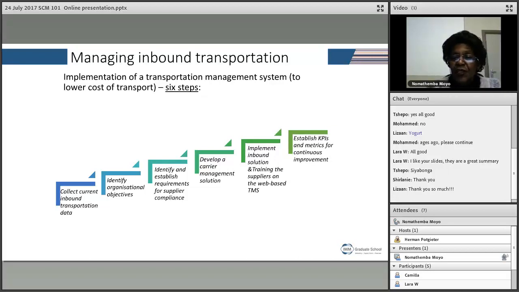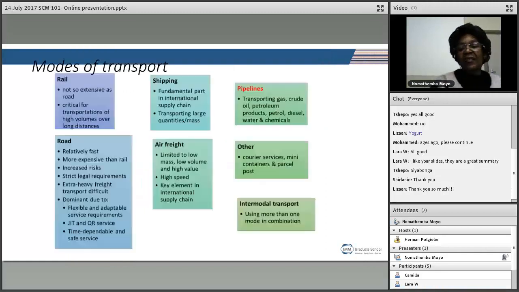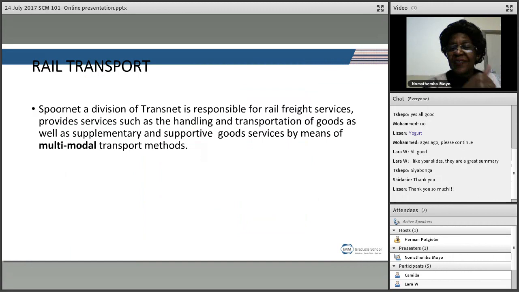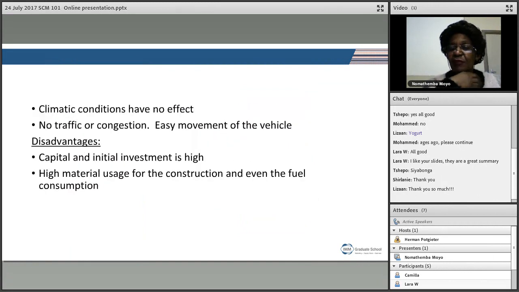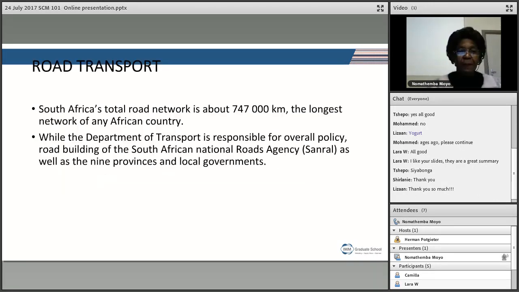Implement the solution and train the suppliers on the web-based transport management system. TMS stands for Transport Management System. Establish key performance indicators and metrics for continuous improvement.